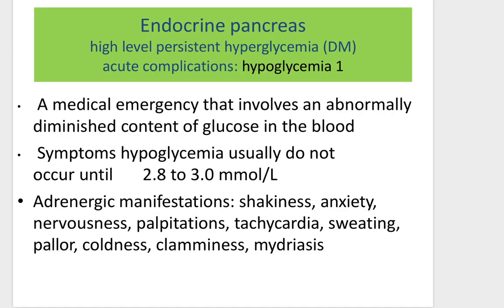Hypoglycemia. It is a medical emergency that involves an abnormally diminished content of glucose in the blood. Symptoms of hypoglycemia usually do not occur until 2.8 to 3.0 millimoles per liter. Adrenergic manifestations are typical for hypoglycemia. They are shakiness, anxiety, nervousness, palpitations, tachycardia, sweating, pallor, coldness, clamminess, and mydriasis.